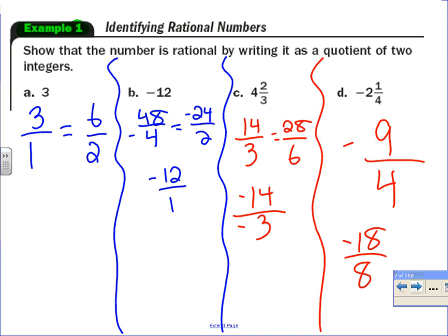Yeah, no. Ignore the negative until the end. You ignore the negative. 2 times 4 is 8, plus 1 is 9. Then you throw the negative in front. You ignore the negative until the end when you're changing a mixed number to an improper fraction. Okay, anyone else? All right, fun stuff's coming up.